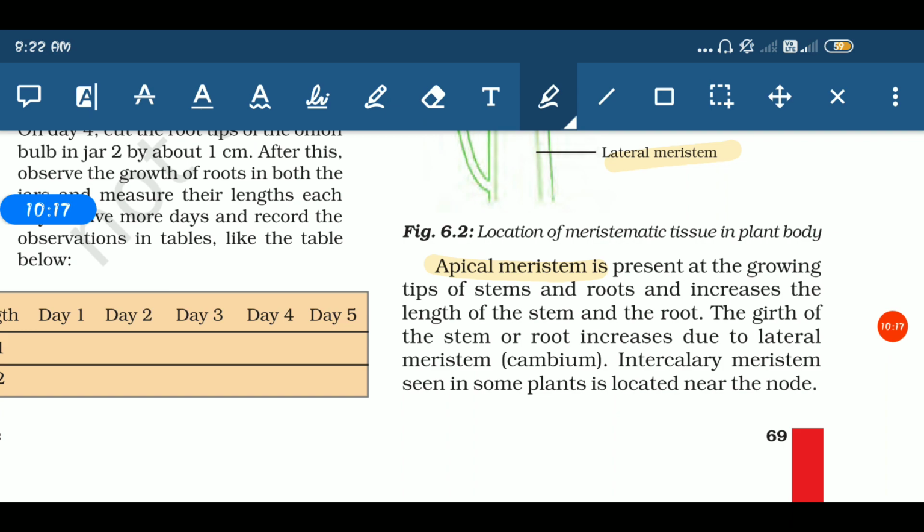Okay, they are present specifically at the growing tips of the root and the stems or the growing branches. And sometimes, student, we can also call it the primary meristem. Apical meristem consists of a group of cells which give rise to the primary permanent tissue when they get mature. And due to the growth of this apical meristem, the plant increases the length of the stem and the root.